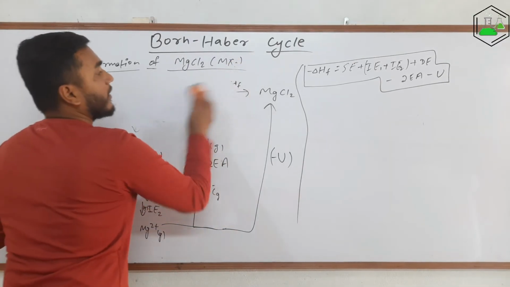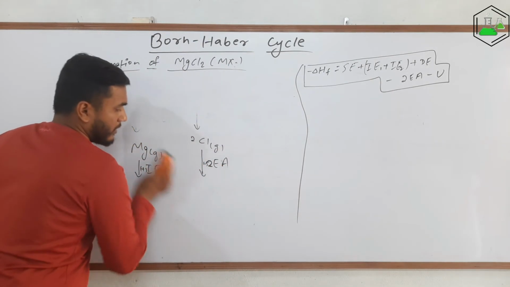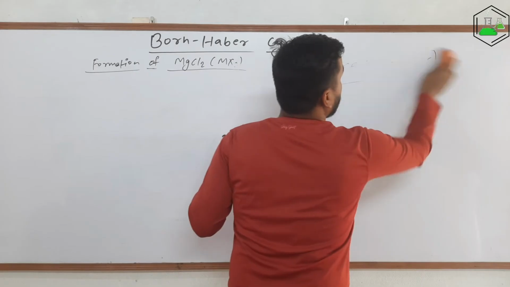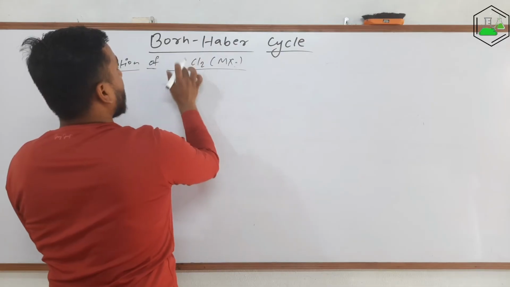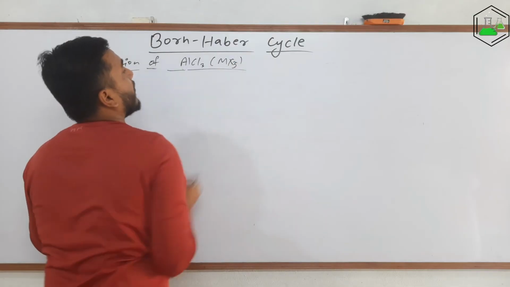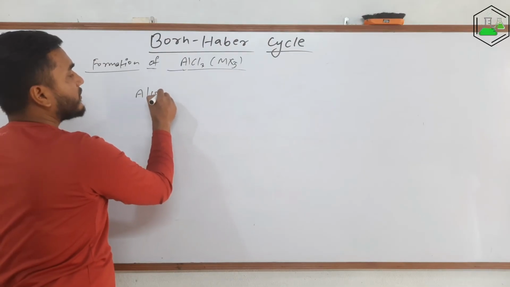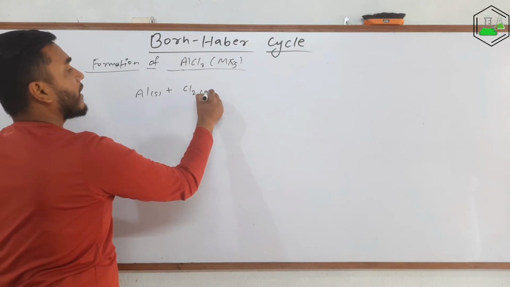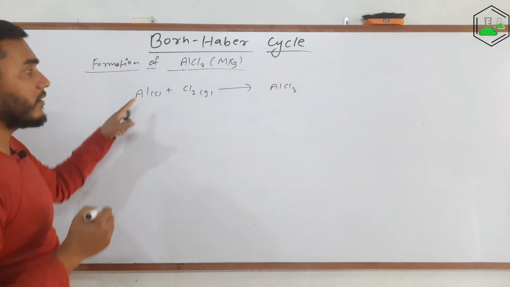MX3. Can you tell me an example of MX3 type of compound? Yes, you are thinking correct. That is aluminium chloride. So we are taking another compound, aluminium chloride, and this is MX3 type of compound, right? So the reaction will happen like this. Aluminium in solid state will react with Cl2 in gaseous state, giving AlCl3, right? AlCl3 is the form.